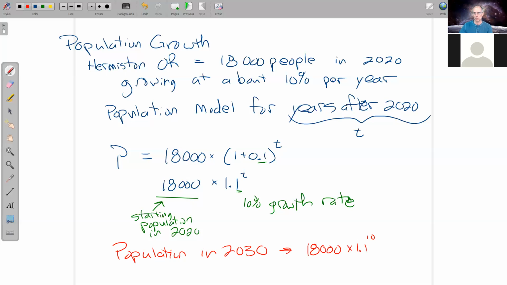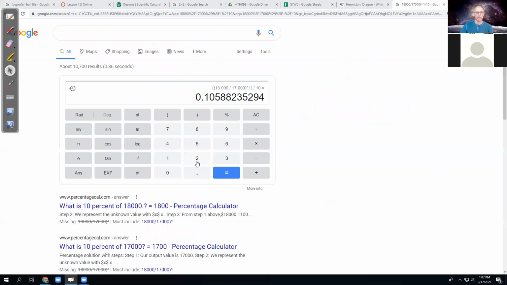So let's make that prediction on a calculator. Hermiston has about 18,000 now. They're growing at 10%, and we want to see what happens in 10 years. And this predicts that the population will be, that seems too big. Did I make a mistake in my calculation? All right, that seems too big.